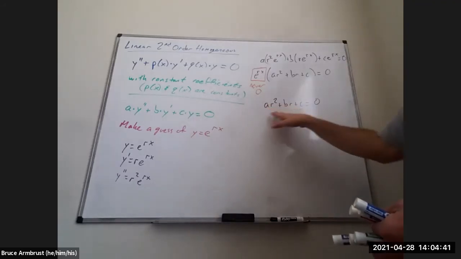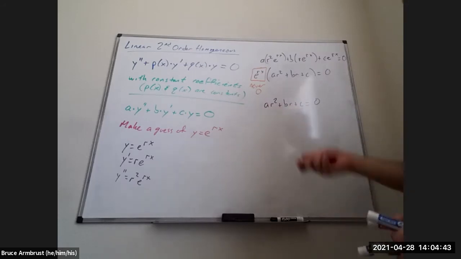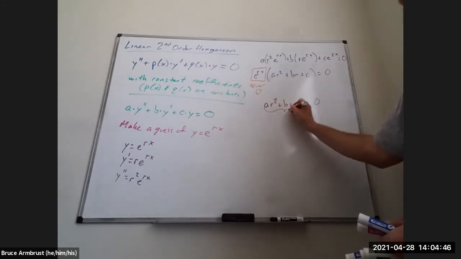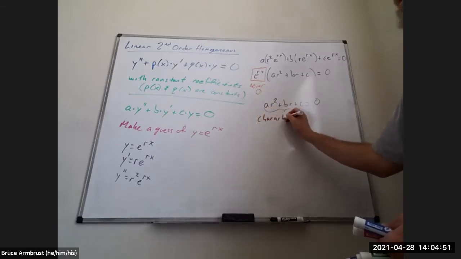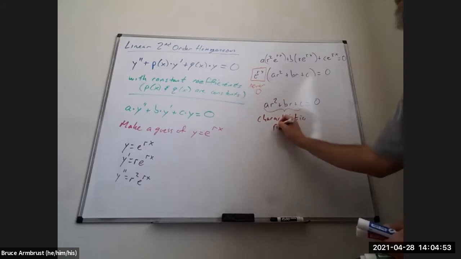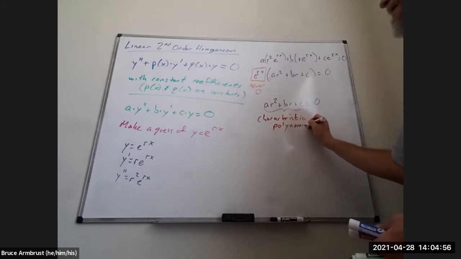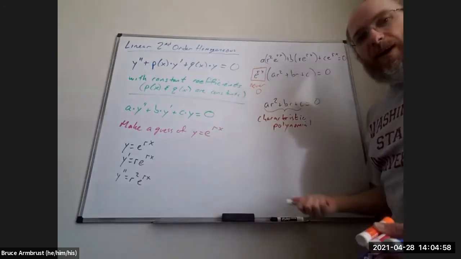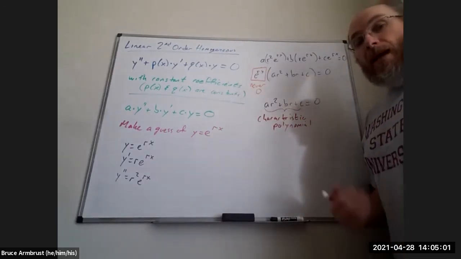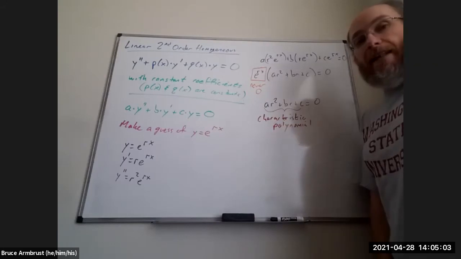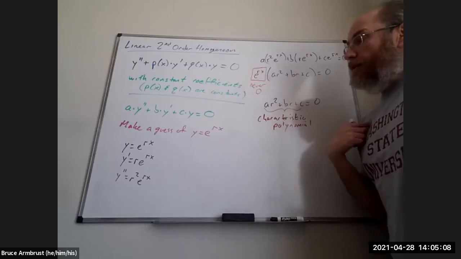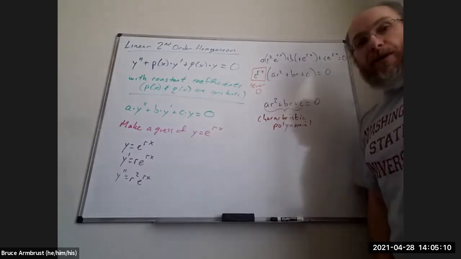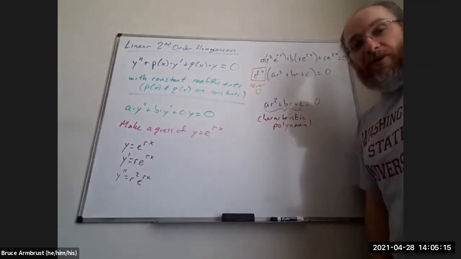So we give this thing a name. We call this the characteristic polynomial. It's just ar squared plus br plus c. And basically, we're just going to look and see where that thing is equal to 0. We solve that for r. That tells us what kind of numbers we can put in here for our exponential. And, oh, hey, check it out. We're getting solutions.